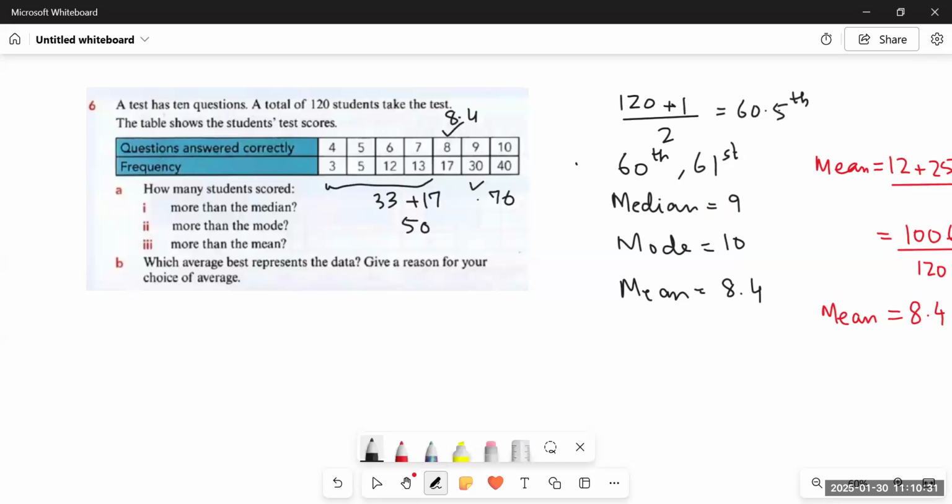Since this data sits quite centrally in the whole data, it would be the best way to represent the average. And if we talk about median, median would also be fine because median tells us that there are some of the students who answered 9 questions correctly. If we talk about 9, again 50 students answered less than 9 and 40 students above. So it also comes in between, but again it is not as accurate as mean over here.